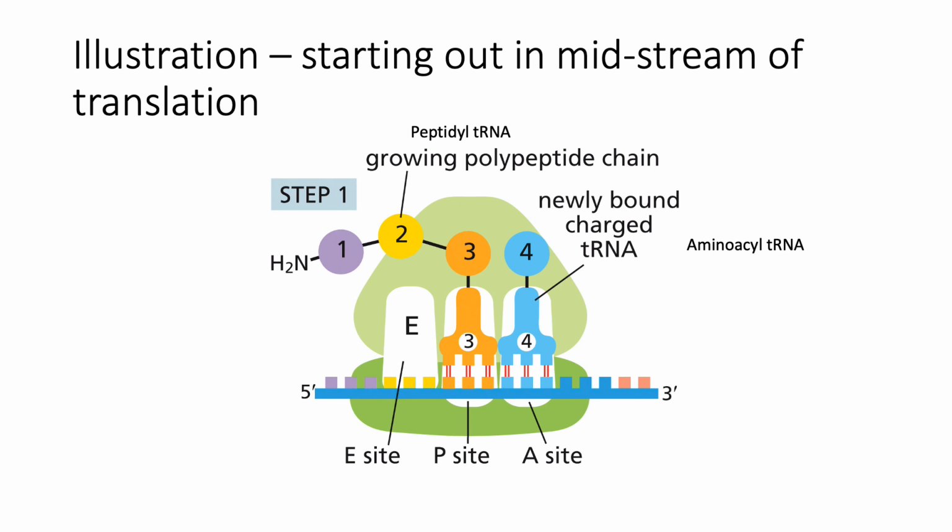But the point of the matter is that when you have a growing peptide chain on a transfer RNA, that is called a peptidyl tRNA. So anything that has more than 1 amino acid attached to it, it could be 2, it could be 3, it could be 50, it could be 200, is a peptidyl tRNA, and you'll find that in the P site. The E site is empty because a previous amino acid has left.